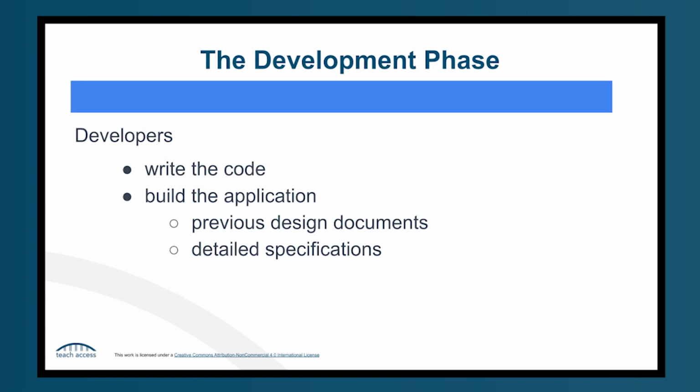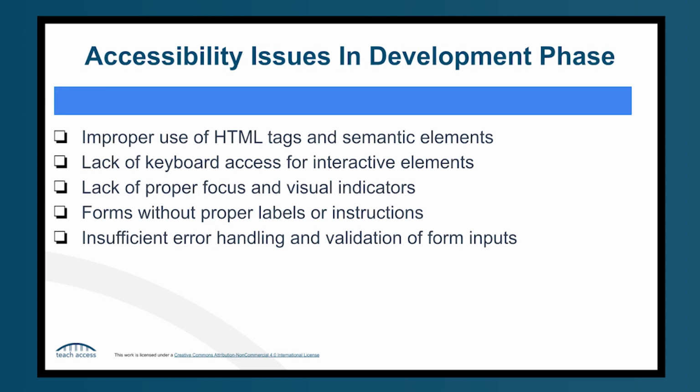The development phase is when the developers actually write the code and build the application according to previous design documents and detailed specifications. Accessibility issues creep into web applications with improper use of HTML tags and semantic elements, lack of proper focus management and visual indicators, and inaccessible forms without proper labels or instructions. Failure to provide keyboard accessibility for all interactive elements is a common issue, since many people with disabilities do not use a mouse or touch screen.